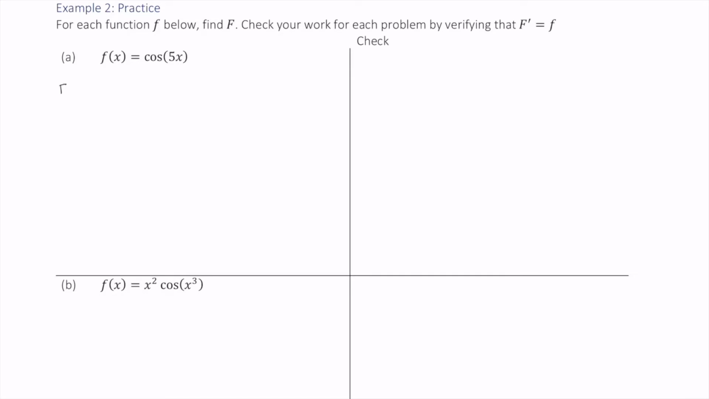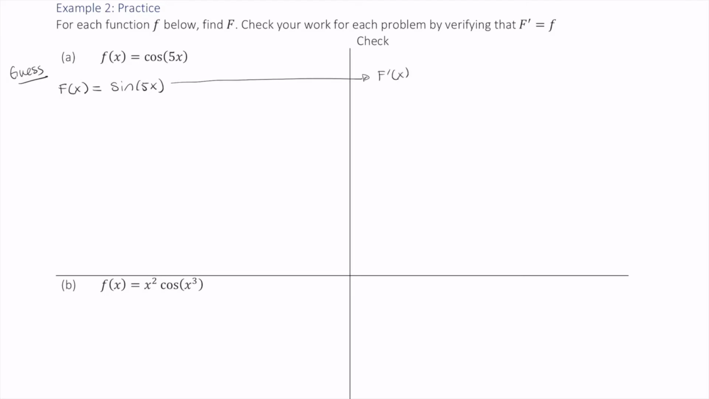I'm going to guess that my antiderivative is going to be sine of 5x. But that's probably not going to be fully correct. So let me write guess here. And why do I say it's not going to be fully correct? Well, I have this 5 here, so what's going to happen when I check? So here I'm going to check my guess.